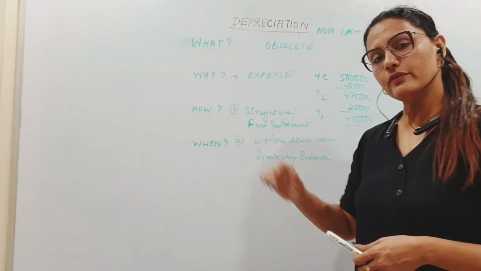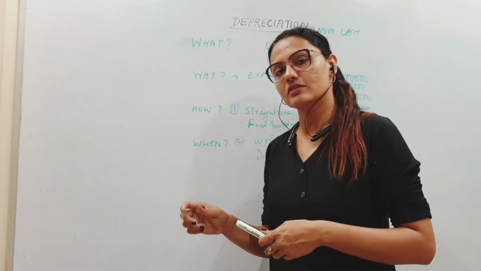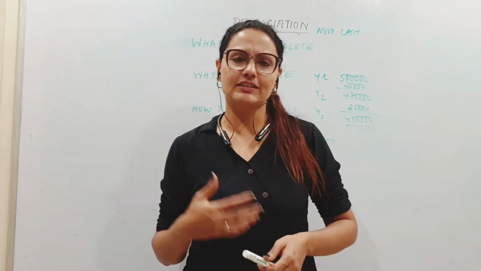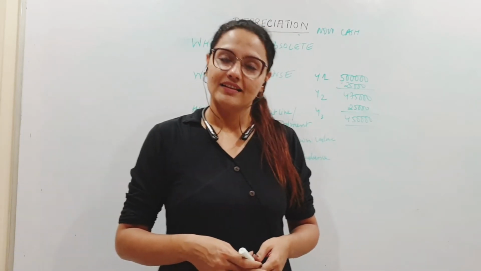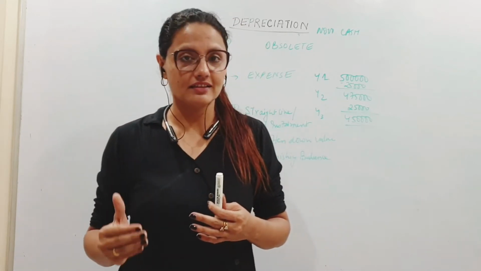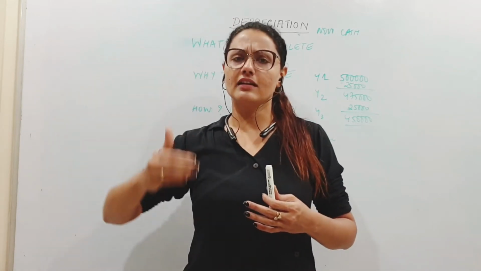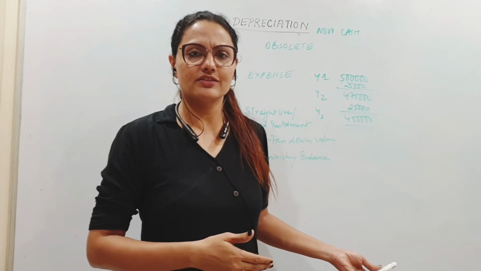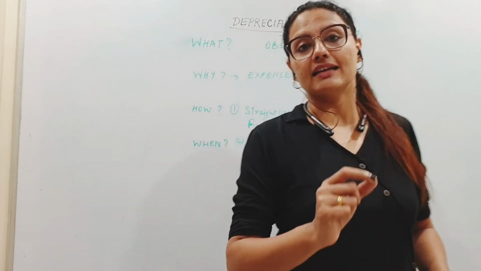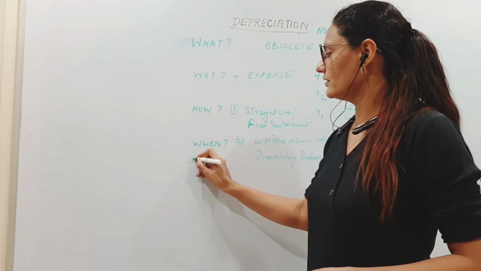But when do we charge depreciation? We have already done depreciation in the journal. If you remember, it's an adjusting entry. We pass it as an adjusting entry. Yes. Just before the preparation of final accounts at the end of the year. How much has depreciated over the year, we will only know at the end of the year. So usually depreciation is charged at the end of the year.